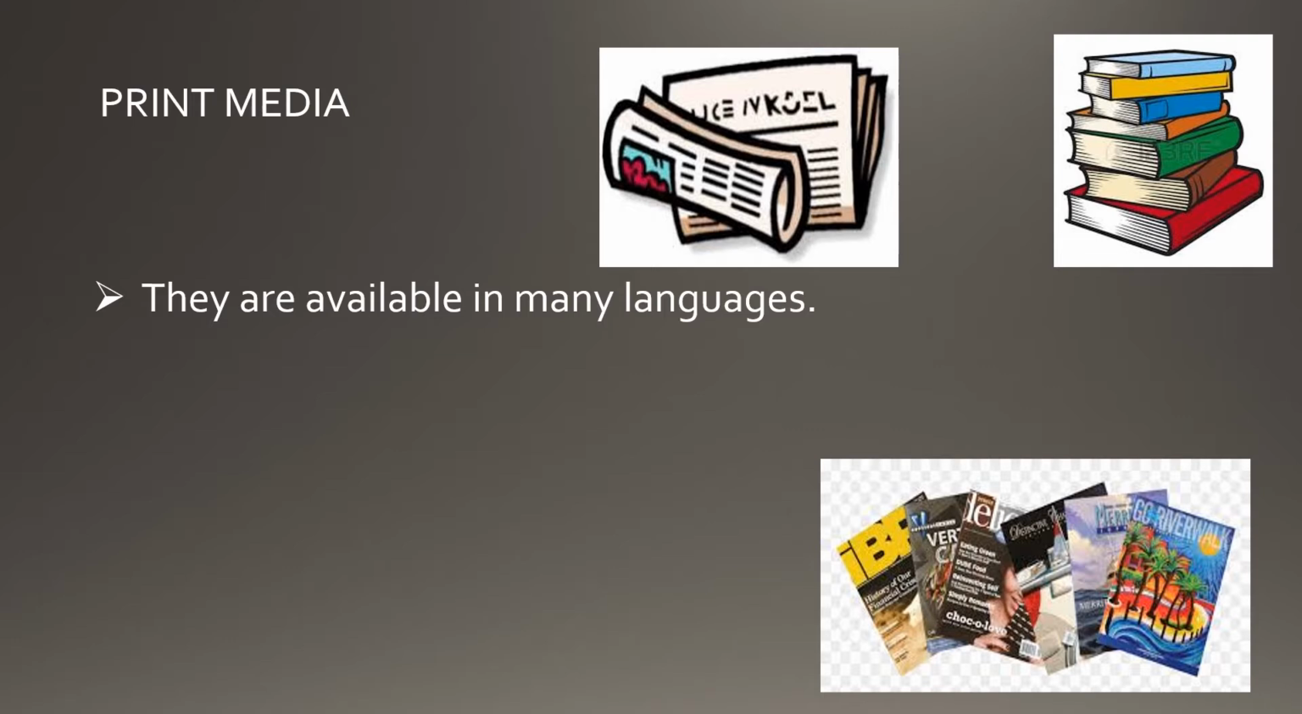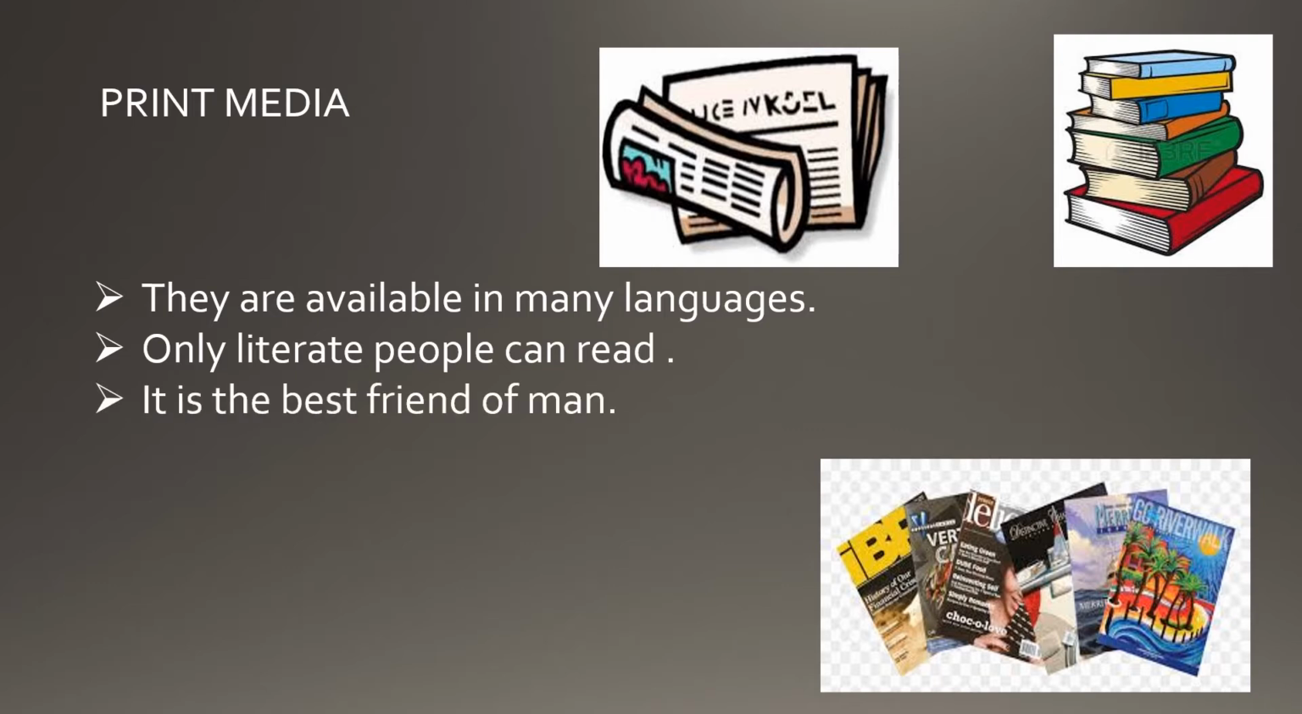Newspapers, we can just read them. We can't listen or hear. And not only that, in the newspaper and the books we see a lot of pictures. By seeing those pictures also we can get some information. They are available in many languages, but the main disadvantage is that only those who are educated, those who are learned, can read the newspaper. It is the best friend of human beings.